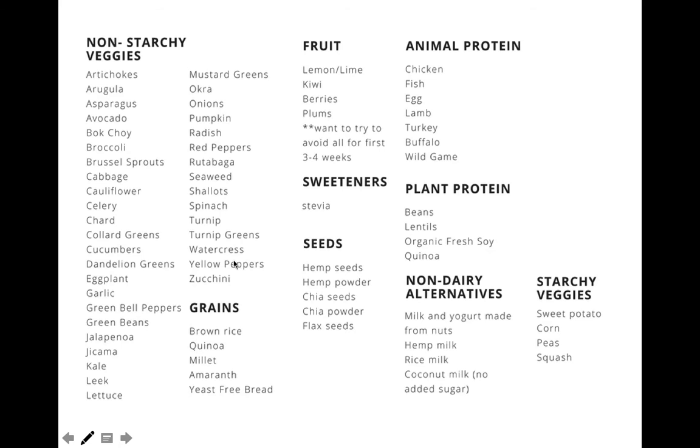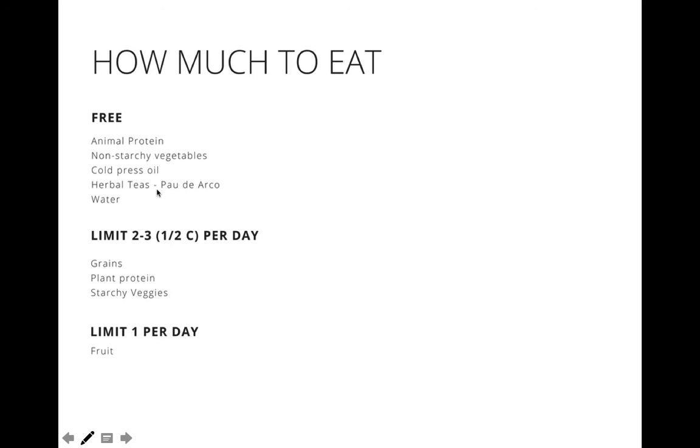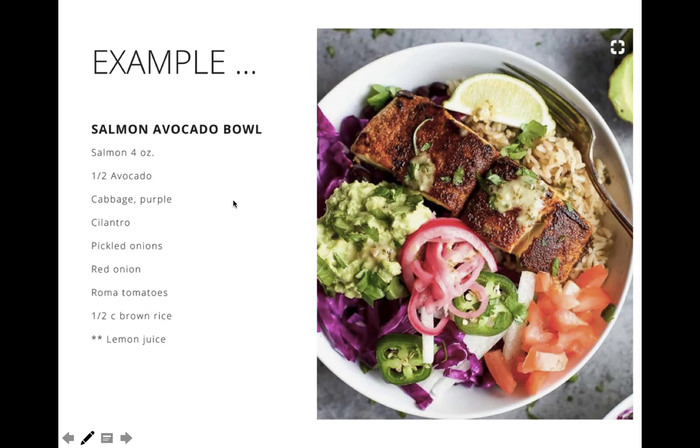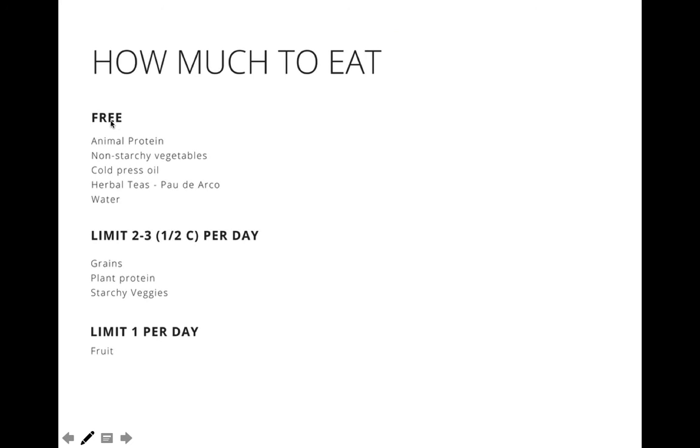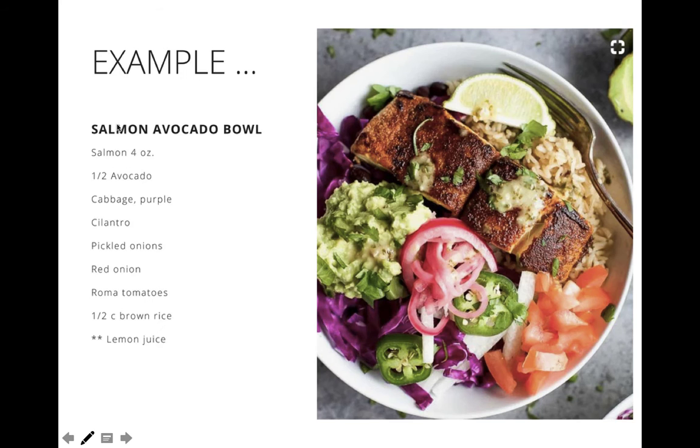The only thing you have to count is the starchy vegetables, the grains, and the plant protein. And again, it shows you here. Okay, so all of this is free. The salmon, we know that protein. Here it says any animal protein is free. We don't have to count it, so don't worry about it. But the only thing would be the half cup brown rice.